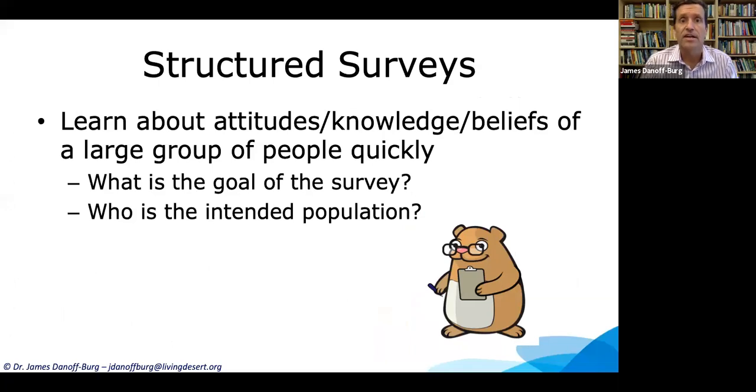So structured surveys are the focus of what we're doing today. It's a great way to be able to learn about the attitudes, knowledge, and beliefs of a lot of people very quickly. Because if you just have 12 questions, for example, and some of those are on a 1 to 5 scale, a very quick and easy thing to do, ask the question, would you support this, yes or no, a dichotomous question. Or on a Likert scale with a 1 to 5, or a quick answer.